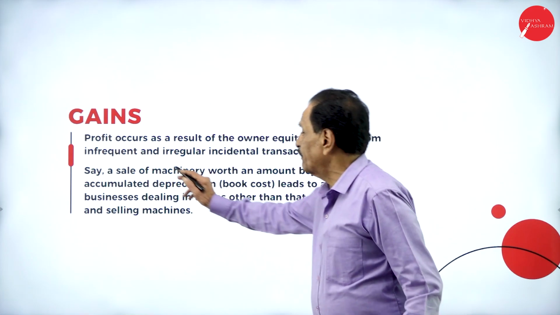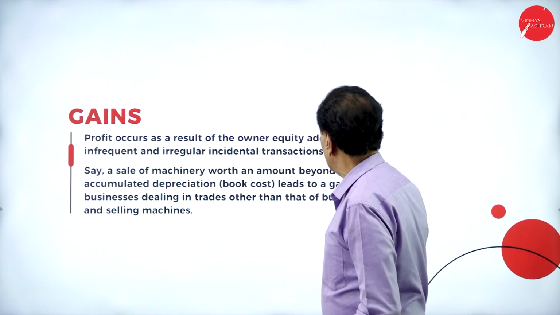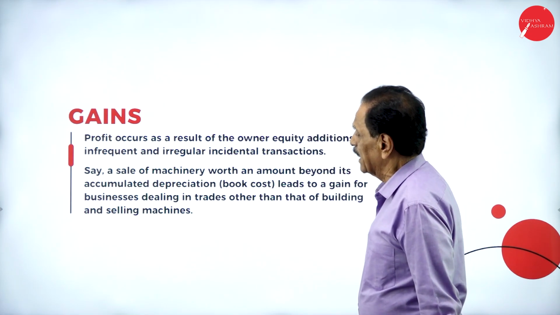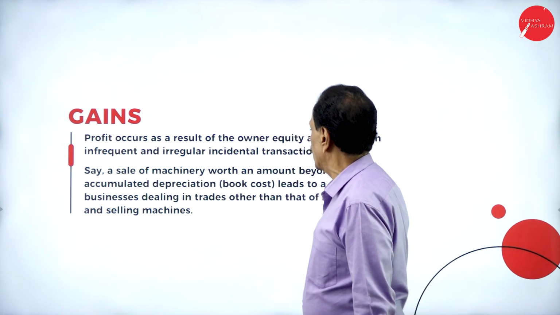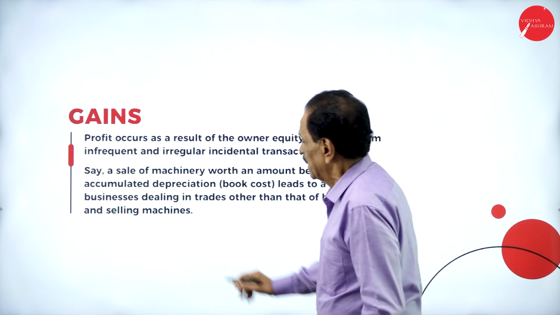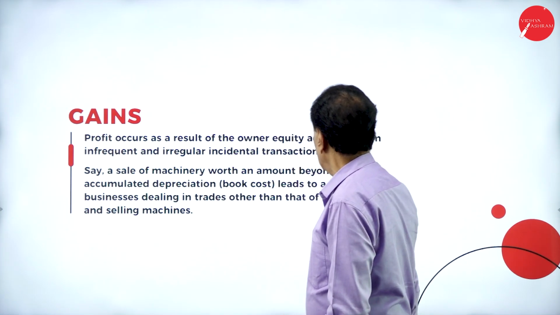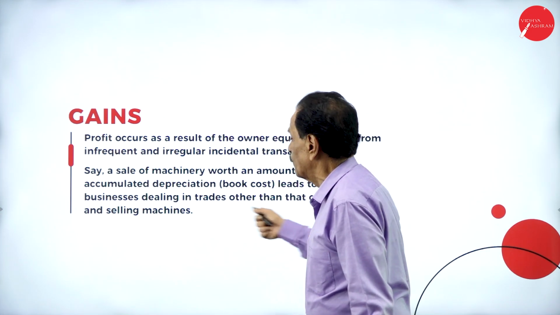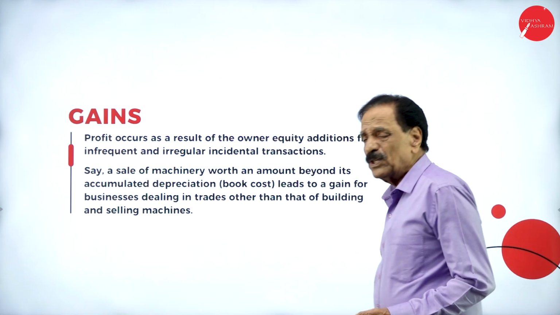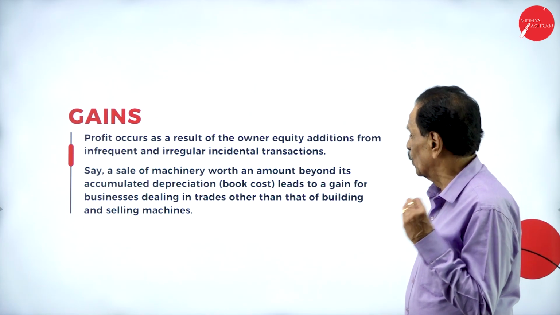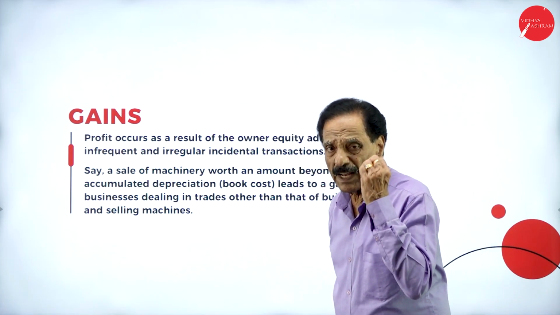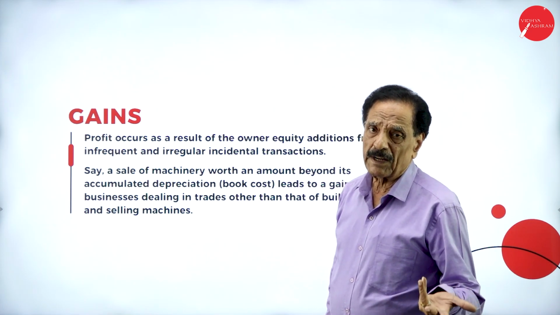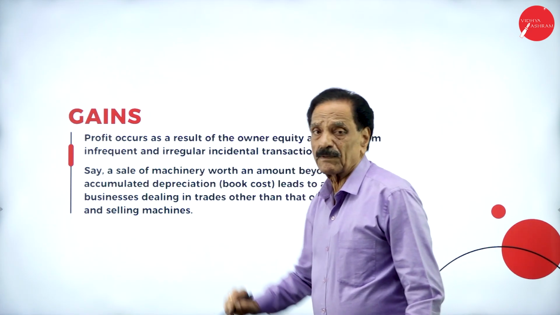Gain. Profit occurs as a result of an addition to the owner's equity in an infrequent and irregular transaction. Say, a sale of machinery for an amount beyond its accumulated depreciation book cost leads to a gain for a business dealing in trade other than buying and selling machinery. By chance, if any asset is sold, the book value of the asset may be 10,000, sold for 12,000, at a profit of 2,000. That's a gain of the business.